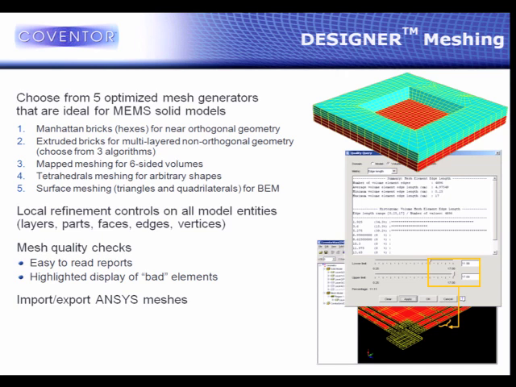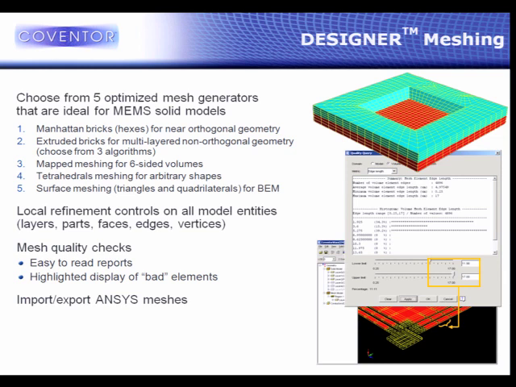And then finally, because we have these boundary element solvers, there are surface meshers, and typically stationary electrodes just need to be surface meshed, so those can be done with triangles, quadrilaterals, or a mixture of the two. You have lots of local refinement controls.